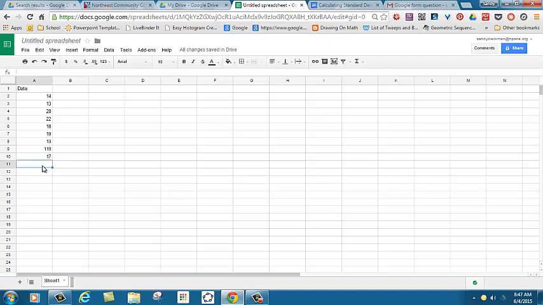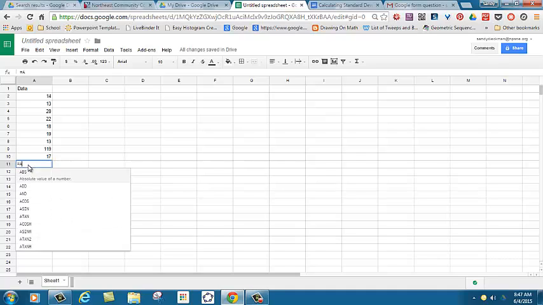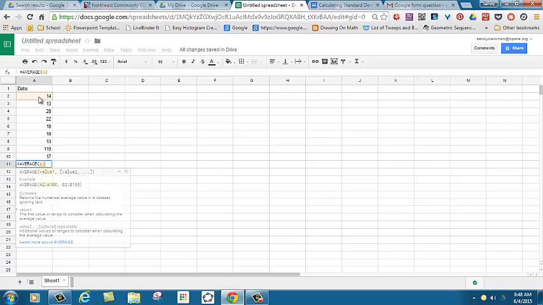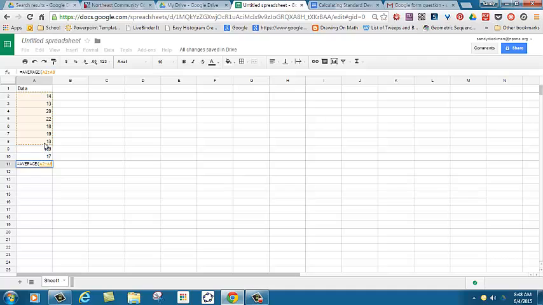The other way you can do this is if you have to type in a formula, you can go mean, and then you could type in, and Google Sheets must not recognize mean. Let's see if it's under average, equals average. So average, and then highlight these numbers, and we get the same answer.